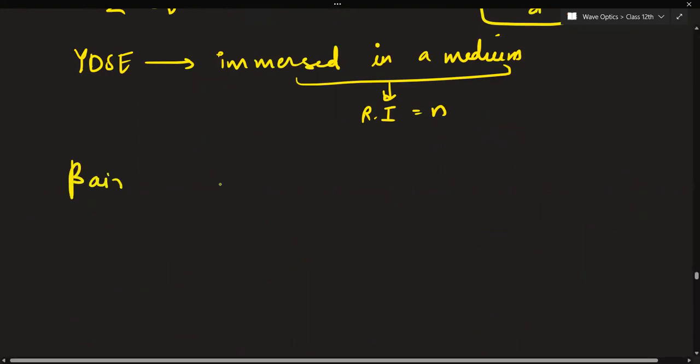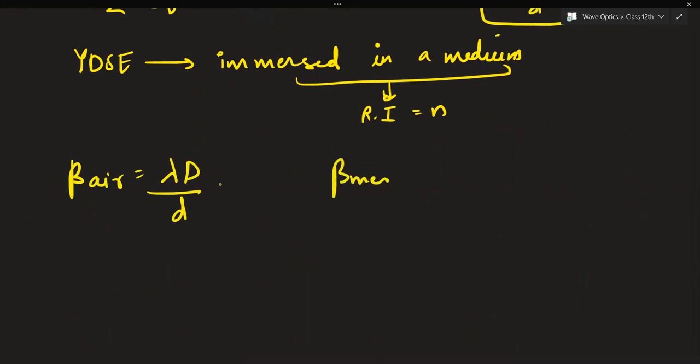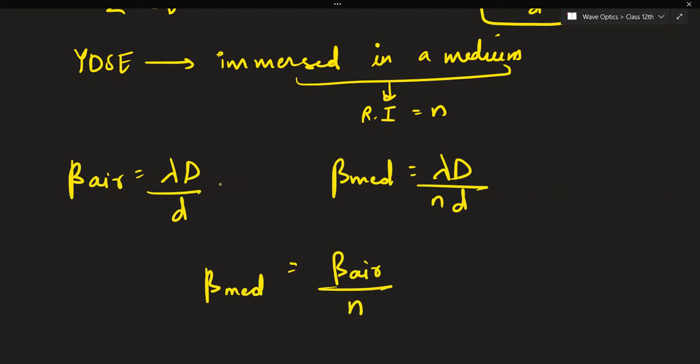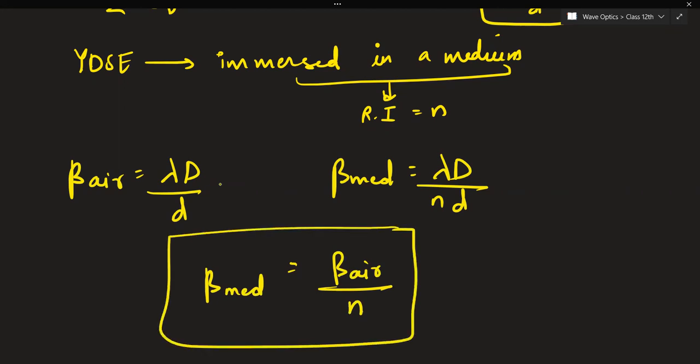See, beta in air is what we have studied till now: lambda capital D by small d. If a medium is involved, then this gets divided by n. It decreases n times. So how will you write fringe width in any other medium? You can simply write it as beta in air divided by n. So the fringe width is decreasing.